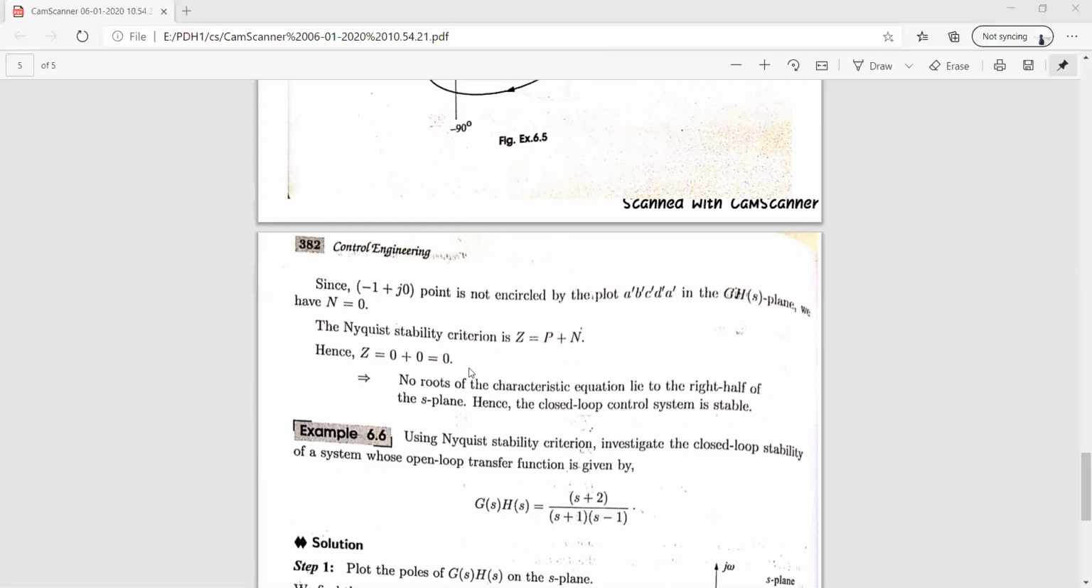So this is the overall procedure of the Nyquist problem. Rest of the things we'll discuss in the next class.